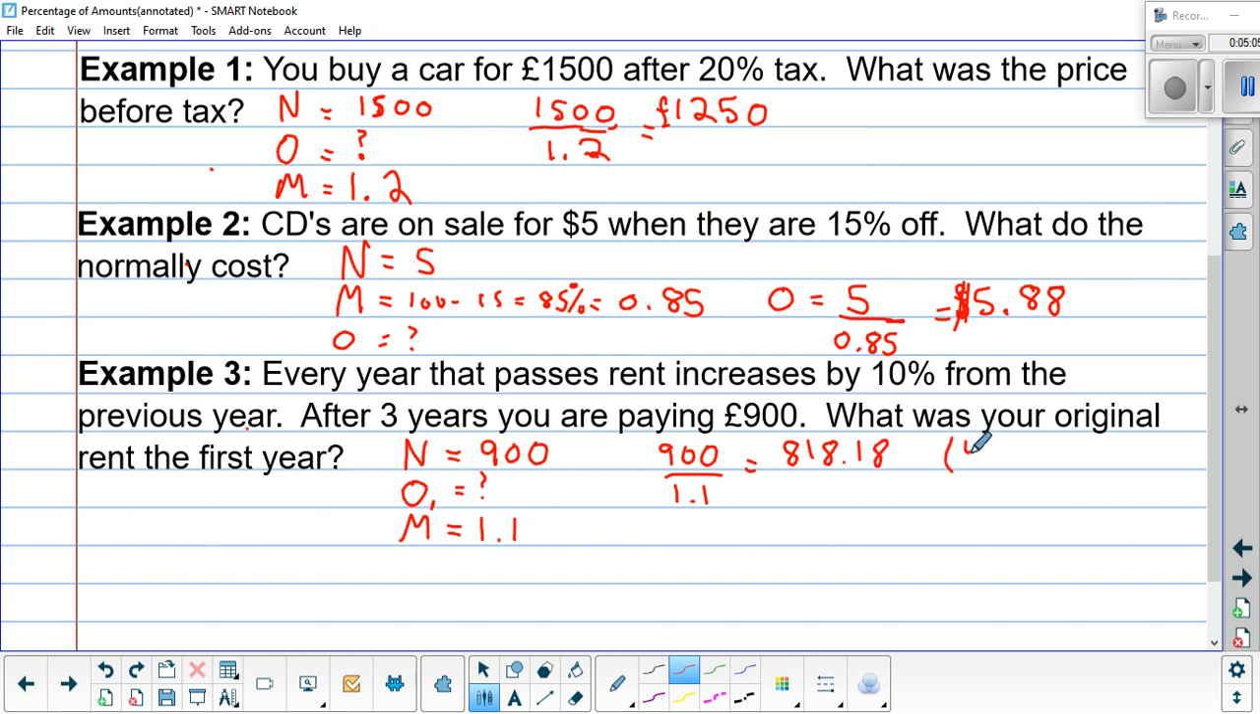We'll call this year 2. So we've got to go back one more year. We have to take this and divide it by 1.1. Maybe I'll put this underneath year 3, year 2. That'll make it a little more clear, I think. And so we just divide that answer. Keep it in your calculator, divide by 1.1, and you get 743.80.